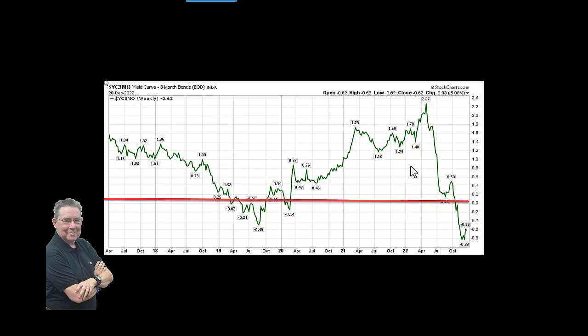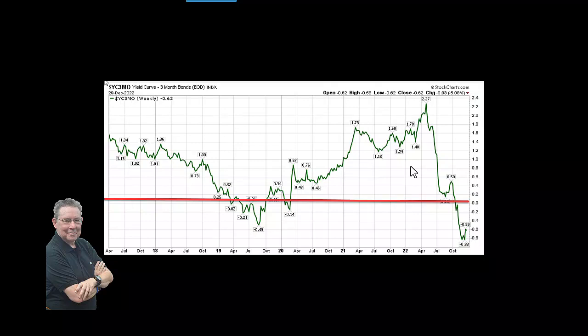So in this case, as you can see, back in 2019, the yield curve went negative. Now, what does that mean? It means that actually three-month treasury bill rates were higher than 10-year treasuries. You can see that back in 2019. And then you can look over to the right-hand side of the chart and you can see that the yield curve went negative a few months ago in October. But in between, it was basically positive.